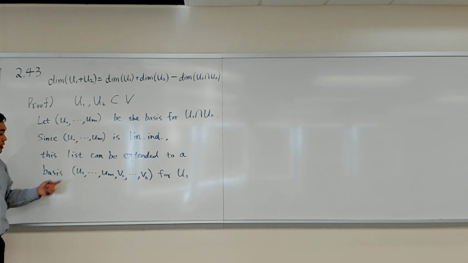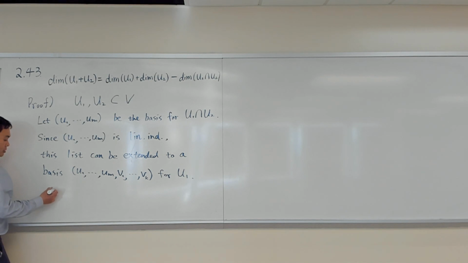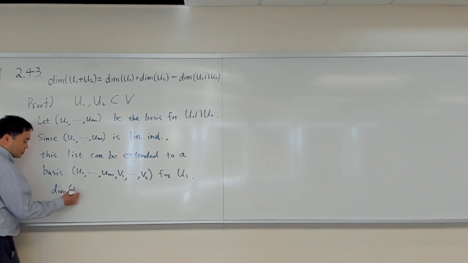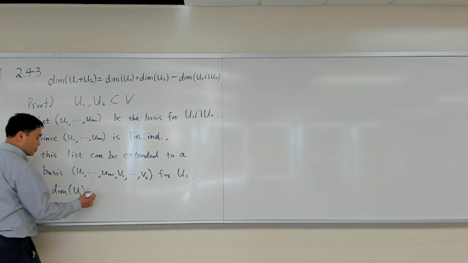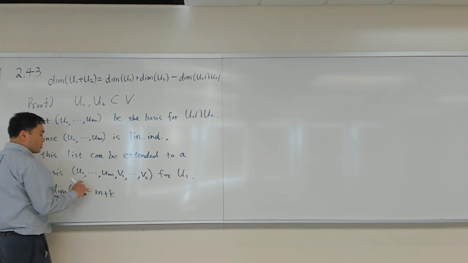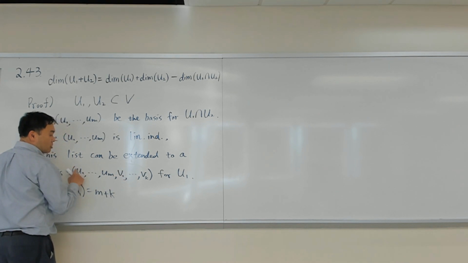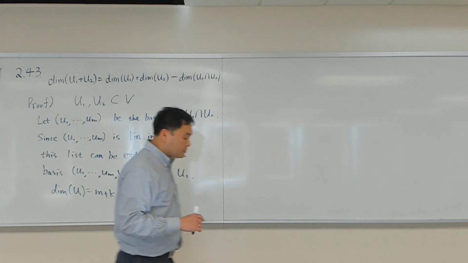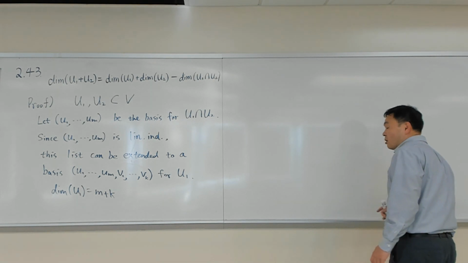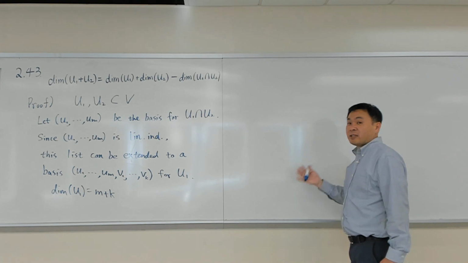Okay, so now let me ask the following question. What is the dimension of U1? M plus k. Right, because this much is length m, this length is k, so the total length of this list is m plus k. So that's the dimension, because by definition, the dimension of a vector space is the length of any of its bases.